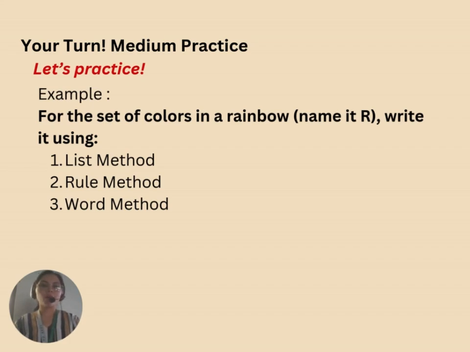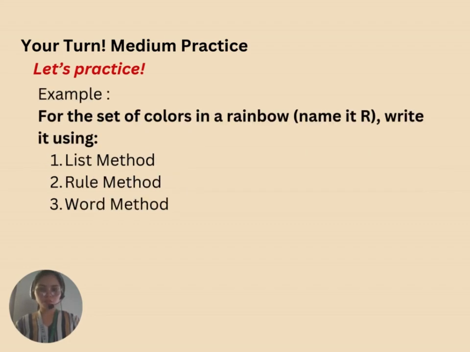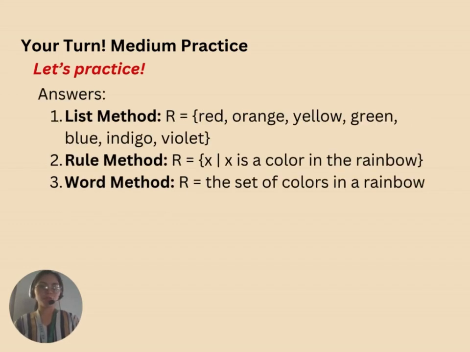So let us write the set of colors in a rainbow using the list method. We have R is equal to {red, orange, yellow, green, blue, indigo, violet}. And next, using the rule method, we have R is equal to {x | x is a color in the rainbow}. And next is the word method, which is R is equal to the set of colors in a rainbow. So that is how you're going to do it.